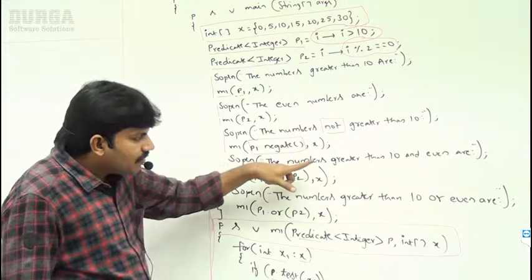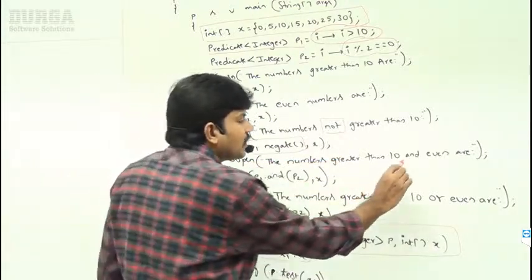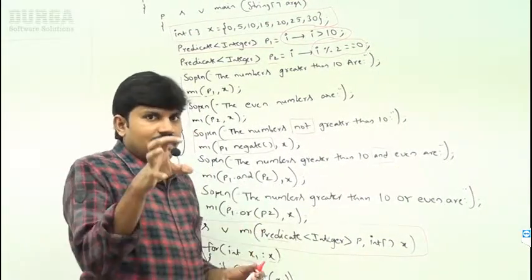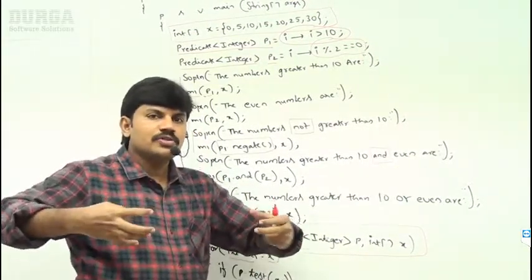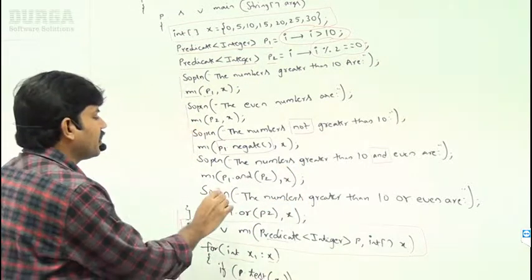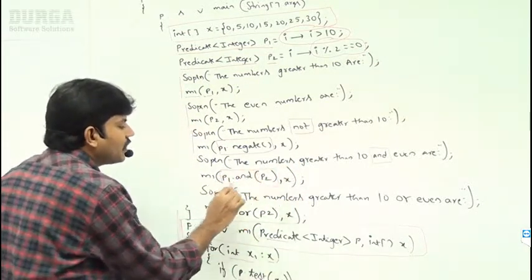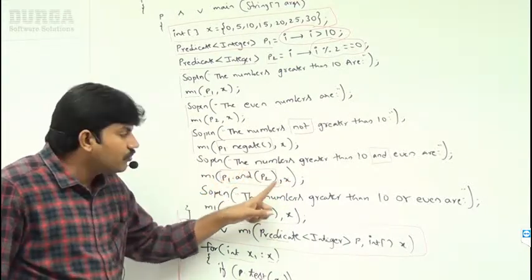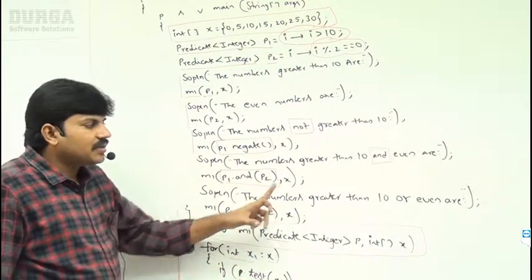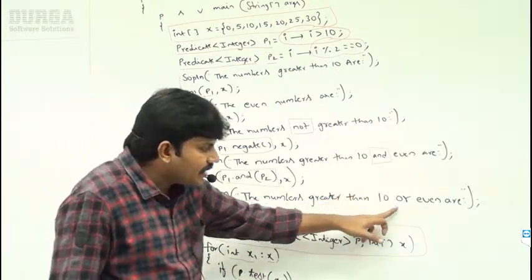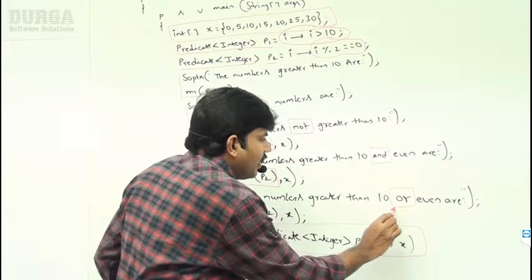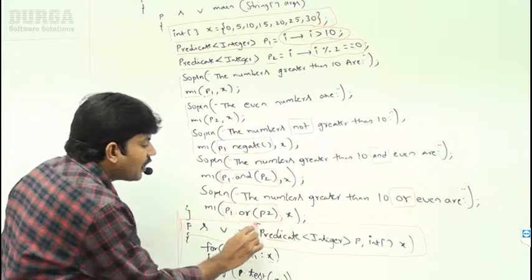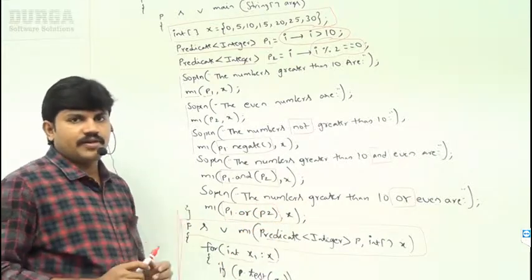Next, the numbers greater than 10 and even. First predicate, second predicate, and the condition I want. So I want to check both conditions, right? Then automatically P1.and(P2), comma, X. Can you spell that out? P1.and(P2), comma, X. Sir, next, the numbers greater than 10 or even. Have you observed, right? Then what is the predicate I have to pass? P1.or(P2), comma, X. Clear for all of you, right?